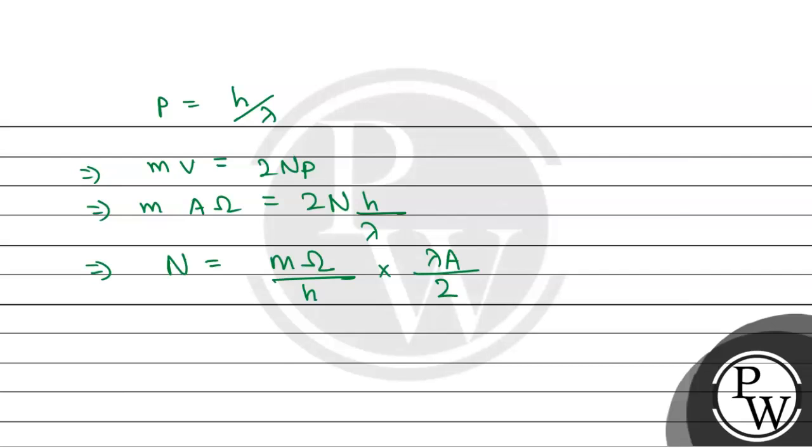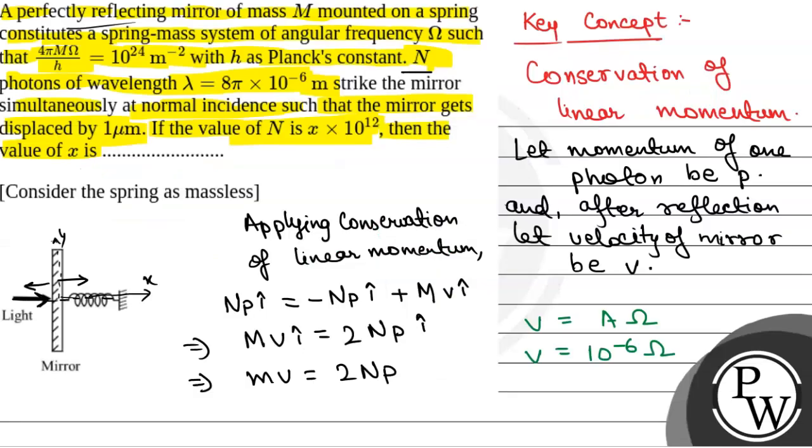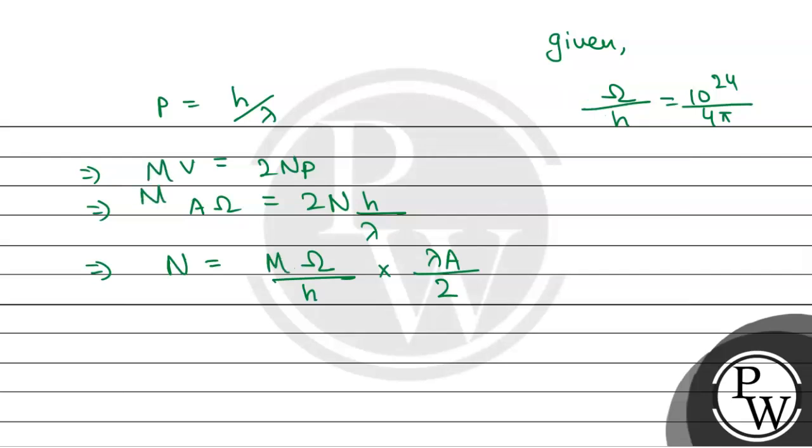Now we have been given m omega by h, that is equal to 10 to power 24 by 4 pi per meter square. So we will put this value. Lambda is also given as 8 pi into 10 to power minus 6 meter.